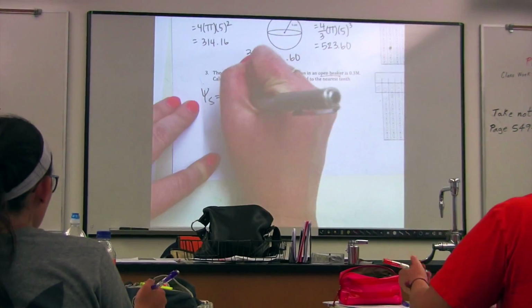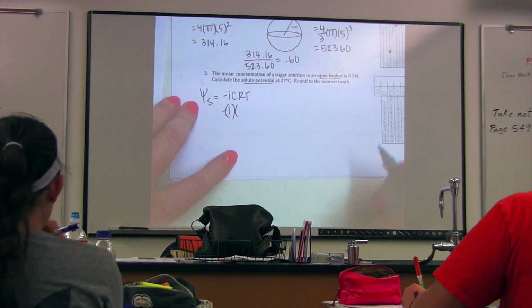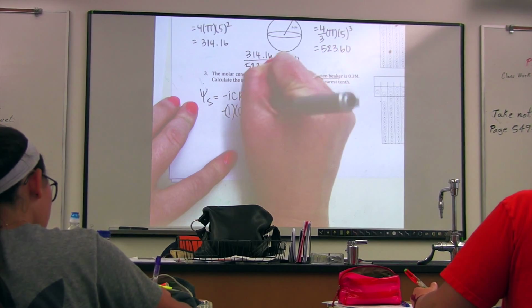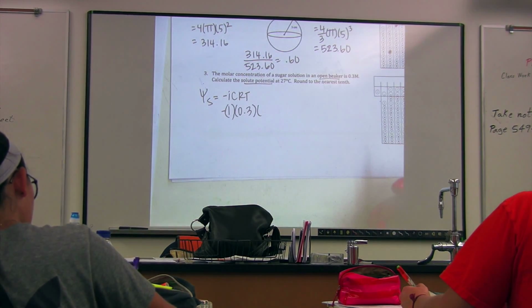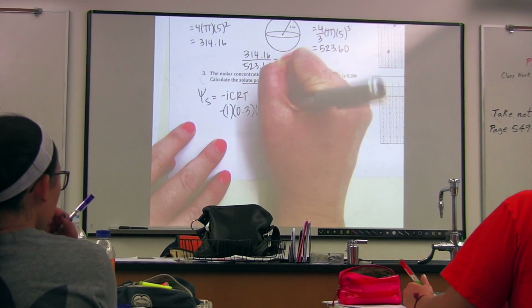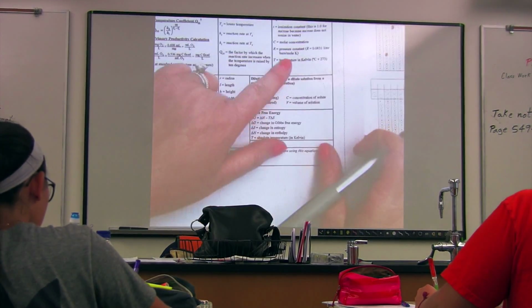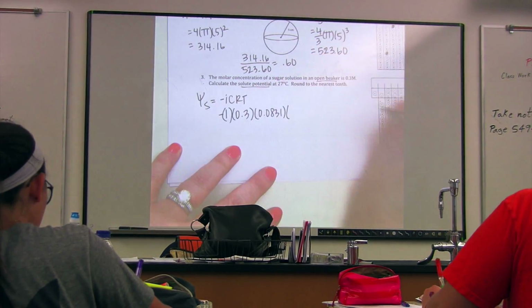But I'm carrying my negative with me. Then C is the molar concentration. I wonder where I find that. Oh dang, molar concentration. 0.3. Then R, what is that? Ooh, it's the pressure constant. It's probably some crazy decimal, like 0.0831. Do I have to memorize that? Heck no. It's right here. Pressure constant, yo.